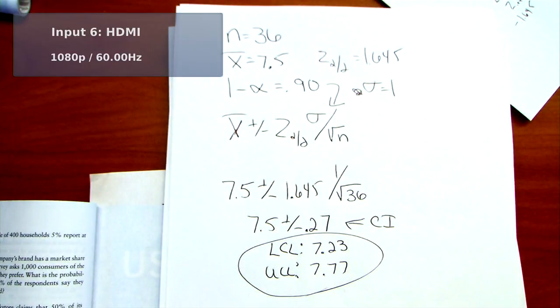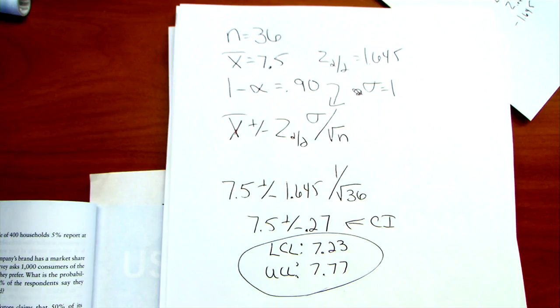Now, let's say I wasn't happy with this, and I want it to be even smaller. I really want to zero in on the true population mean of hours slept. I'm not happy with a range of plus or minus 4.27. I want to be more precise. What could I do to be more precise?